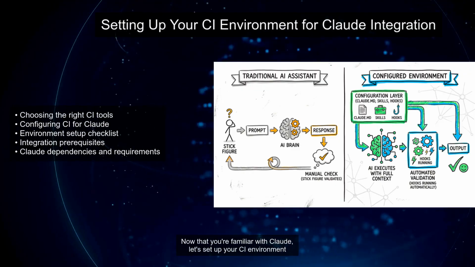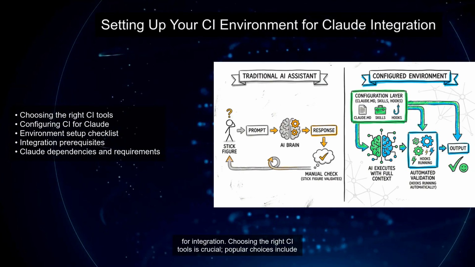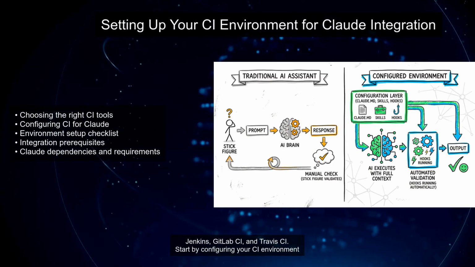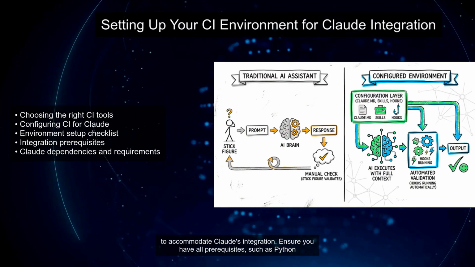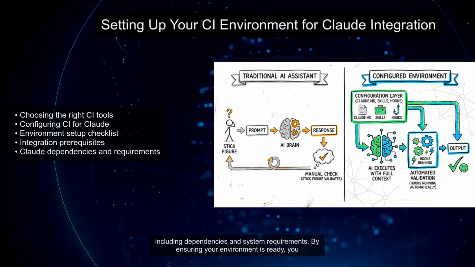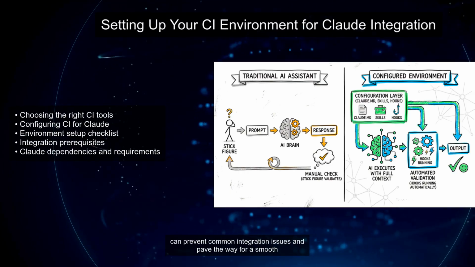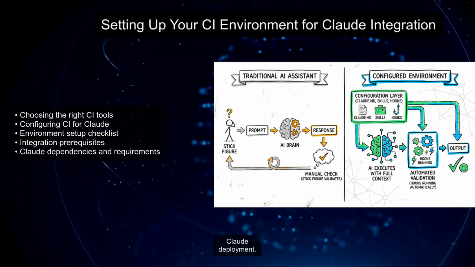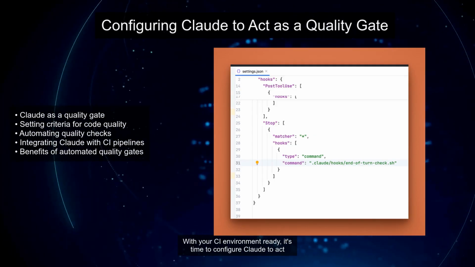Now that you're familiar with Claude, let's set up your C environment for integration. Choosing the right C tools is crucial. Popular choices include Jenkins, GitLab C, and Travis C. Start by configuring your C environment to accommodate Claude's integration. Ensure you have all prerequisites, such as Python libraries and API access. Create a checklist to streamline the setup process, including dependencies and system requirements. By ensuring your environment is ready, you can prevent common integration issues and pave the way for a smooth Claude deployment.